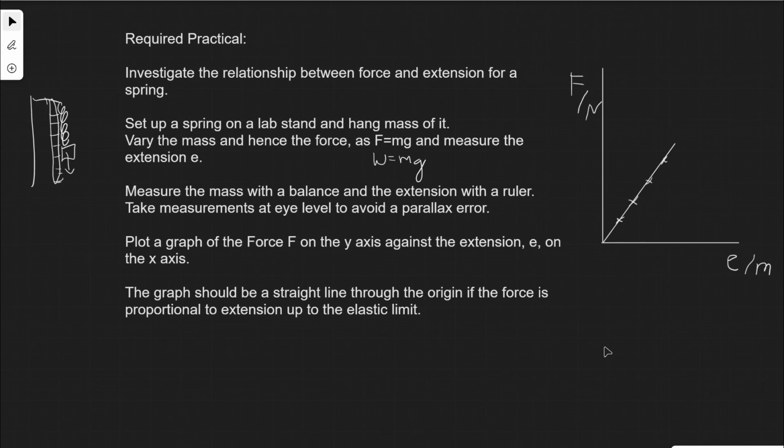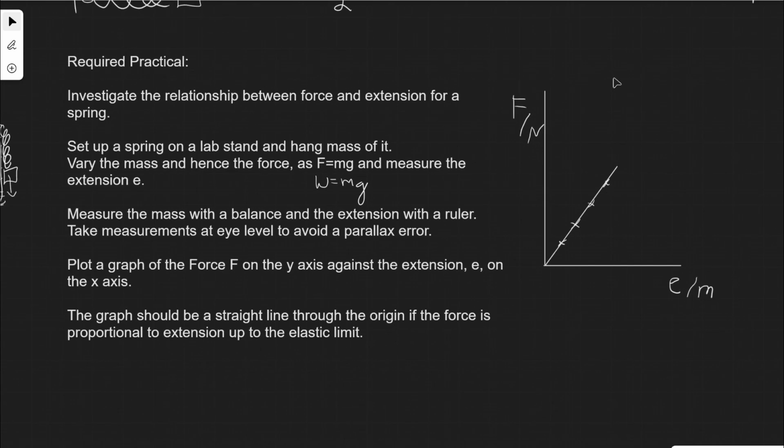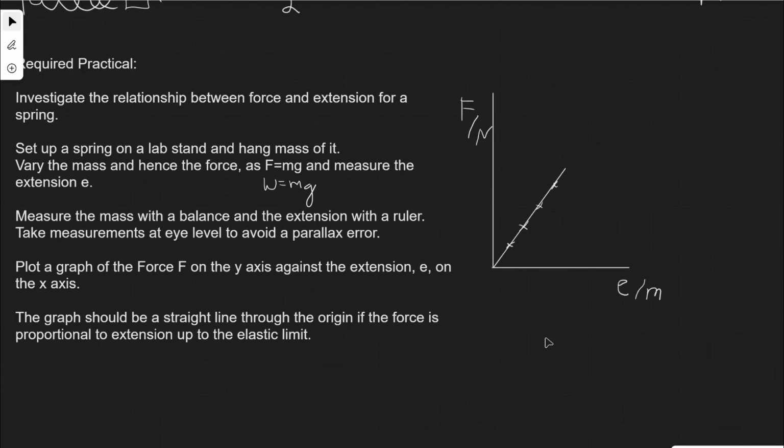After that, we're going to plot a graph with the force on the y-axis and the extension on the x-axis. The graph should be a straight line through the origin if the force is proportional to the extension. In reality, if we go above the elastic limit, so I'll just draw this in a different color, we're going to get a line or a graph which is no longer a straight line. In fact, it will start to curve, and this point here is actually known as the elastic limit.